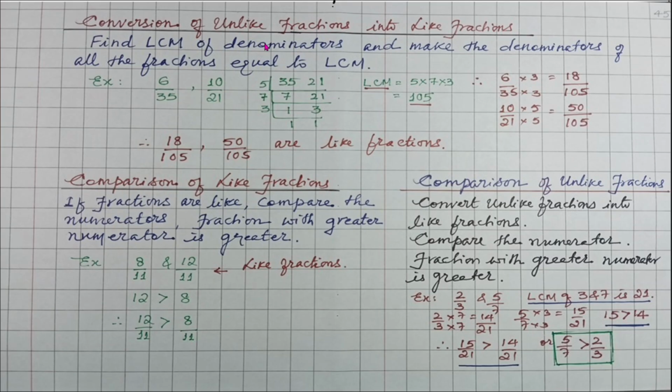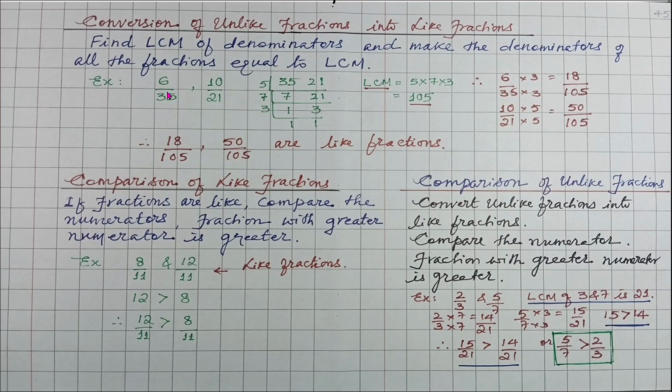Now conversion of unlike fractions into like fractions. So let us understand this. Now to convert unlike fractions into like fractions. Now what are unlike fractions? Where the denominators are different. Here we have 35 and 21. So therefore find the LCM of 35 and 21, which is 105.